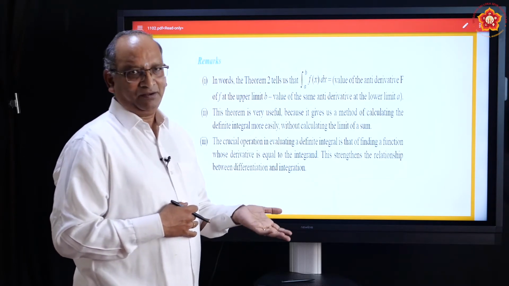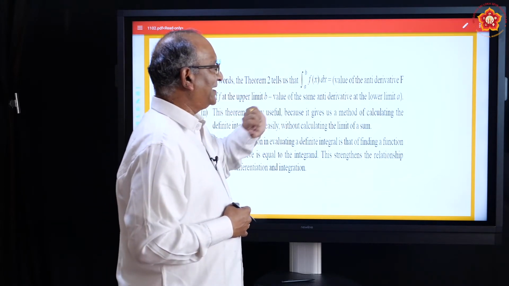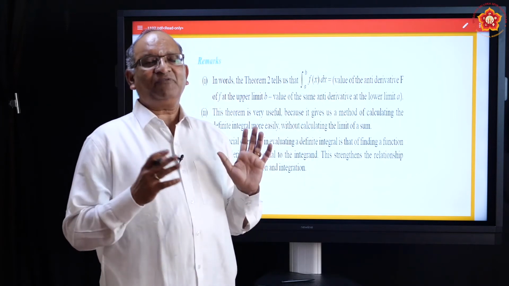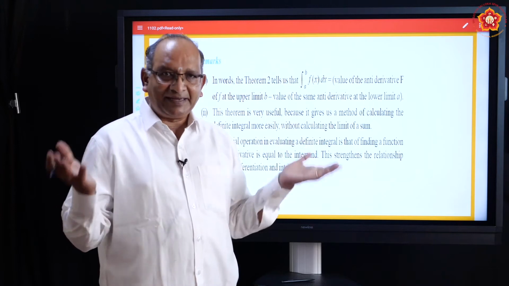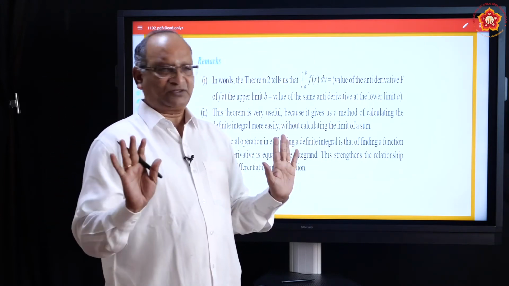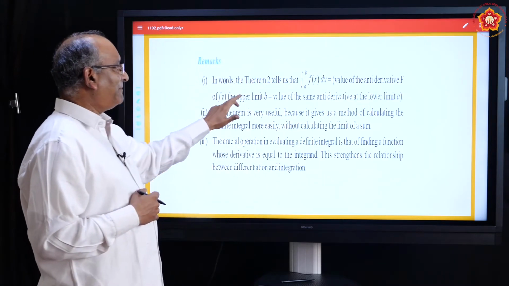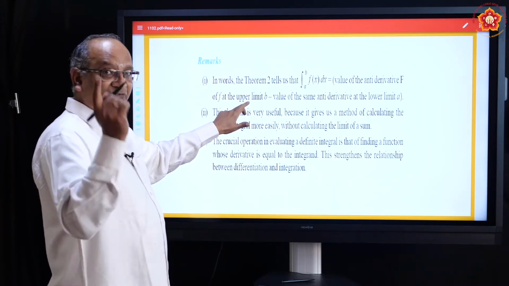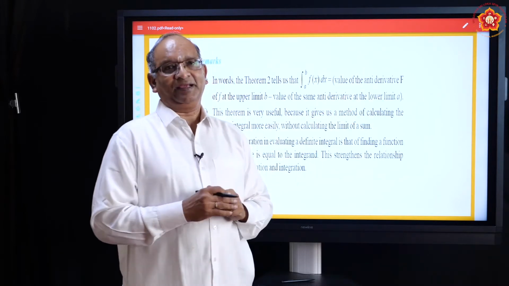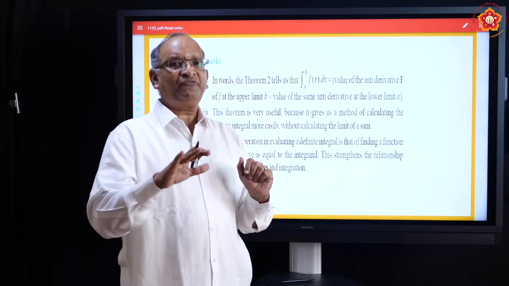It is giving us area. Okay. So in words, Theorem 2 tells us that the integral from a to b of f(x) dx is nothing but the value of the antiderivative. Value of antiderivative means value of the integral for f(x). We are assuming that the integral is capital F(x). So it is the value of the antiderivative F at the upper limit b, that is F(b), minus the value of the same antiderivative at the lower limit a. That's why we are saying capital F(b) minus capital F(a).